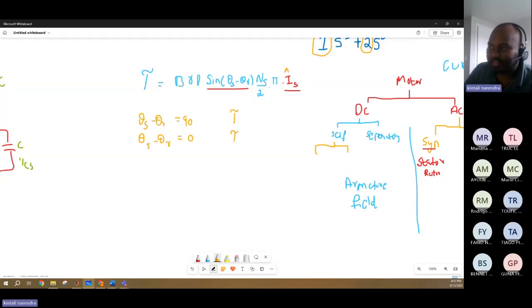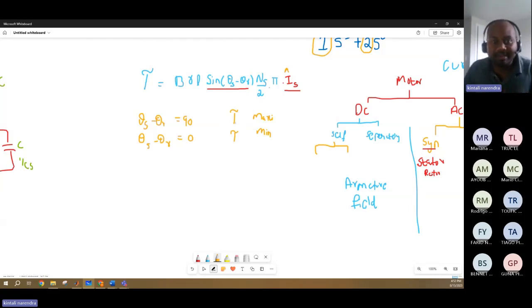If theta s minus theta r, the angle between the stator and the rotor, is 90 degrees, the torque is maximum. When it is 0, the torque is minimum. So when it is 90, the torque developed by this brushless DC motor is maximum.